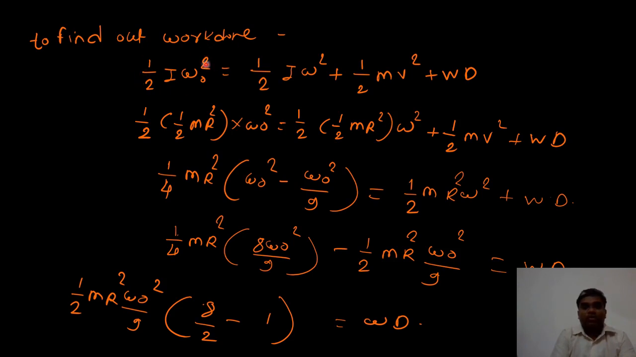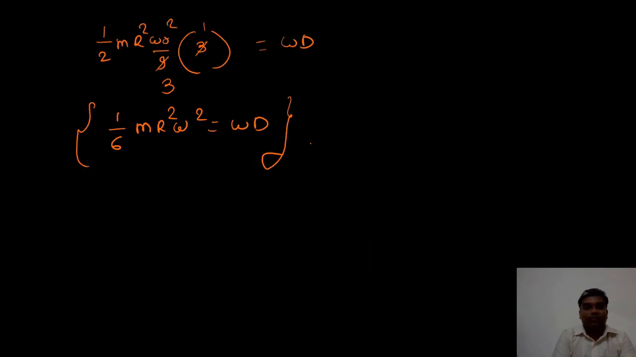How to find out? This is the initial energy, this is the final energy plus work done. Initial energy is 1 by 2 I omega naught square, equal to final energy 1 by 2 I omega square, then 1 by 2 mv square. It is a rotational kinetic energy, it is a linear kinetic energy, and this is the work done. Again, we just have to put the values. I is equal to mr square by 2, v is equal to r into omega, and after solving this total you will get the value of work done as mr square omega square divided by 6.